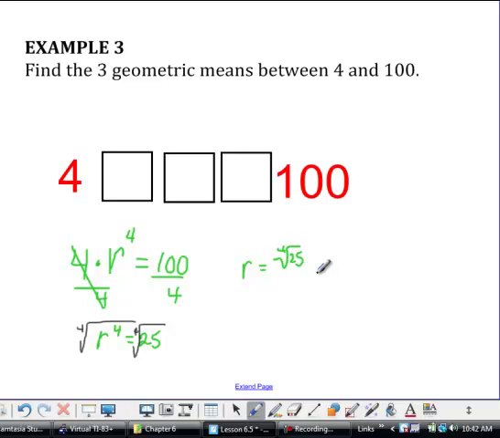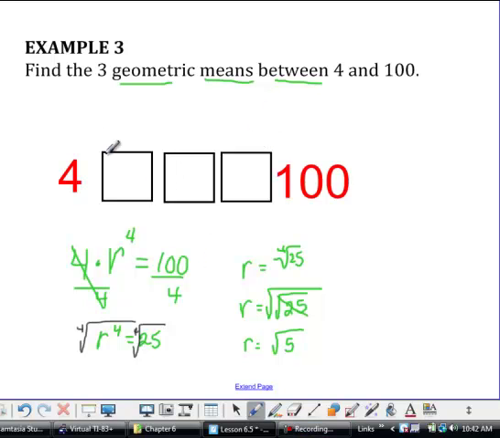Now, the 4th root of 25, if you remember from the beginning of the year, I told you to take a 4th root quickly by doing 2 square roots. So I want to take 25 and I want to square root it twice. Okay, square root of 25 is 5, and I still have a radical, so my ratio is the square root of 5. Now my problem's not done there because I said find the 3 numbers between 4 and 100.